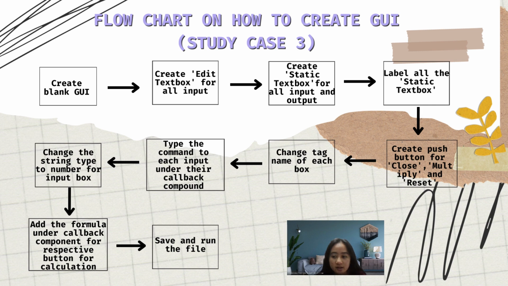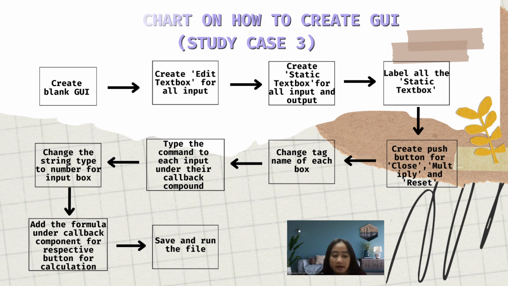Then, we change the tag name for each box, and the type of the comment to each input under the callback. Next, we change the string type to number for the input box and add the formula under callback for the respective button for calculation. Last, we save and run the file.